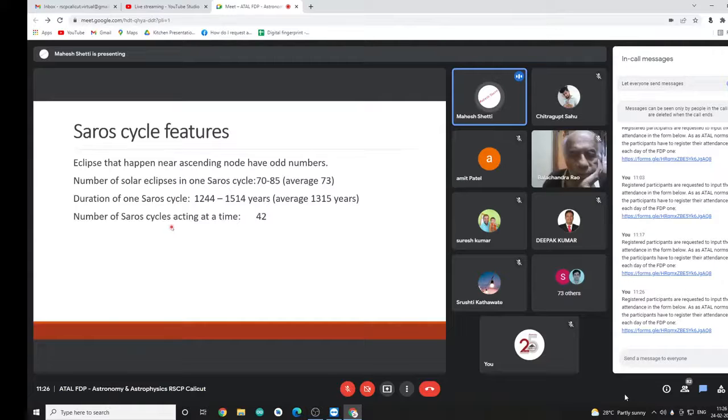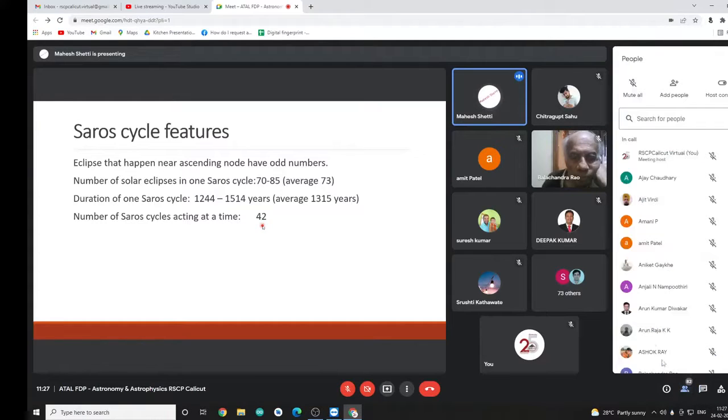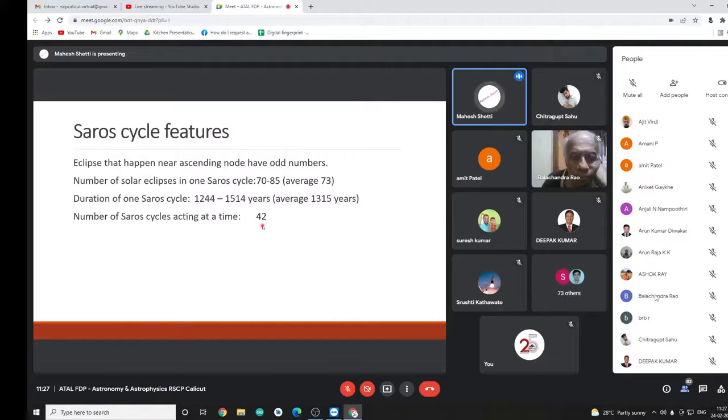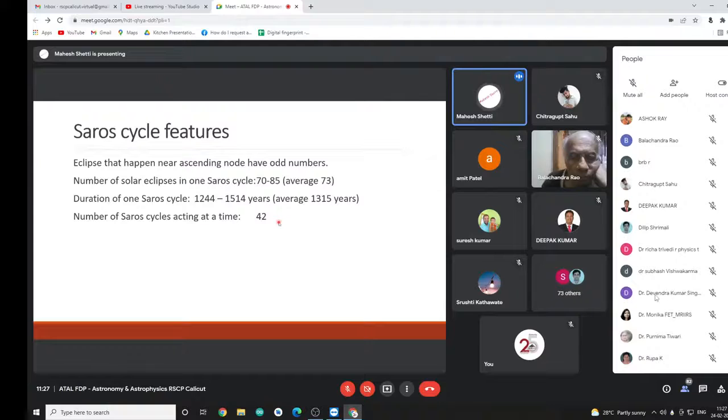Number of Saros cycles at the same time are about 42. What does it mean? It means we say that 7 eclipses can happen in a year, or 5 eclipses can happen in a year. Okay, all those 5 eclipses naturally are going to be from different Saros cycles. A particular eclipse in the same Saros cycle will repeat only after 18 years. So all other eclipses which are happening, they are all part of different Saros cycles, and there are different Saros cycles for solar eclipse and lunar eclipse. Okay, so we are talking about solar eclipse. So total number of Saros cycles acting at a given time is 42 Saros cycles.